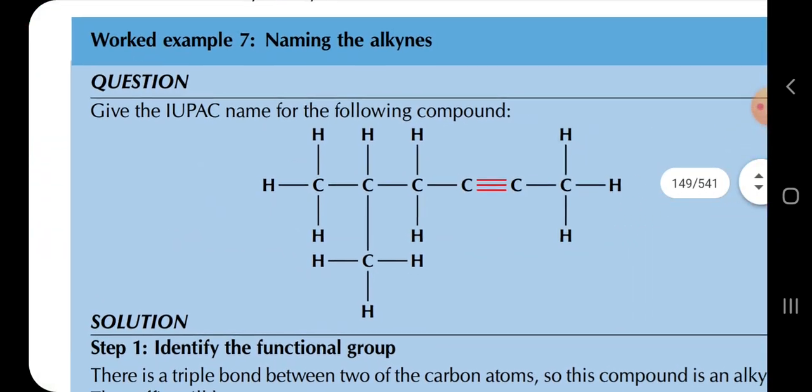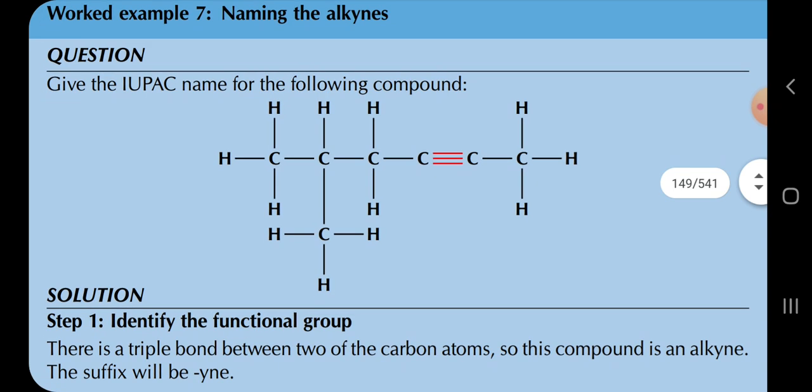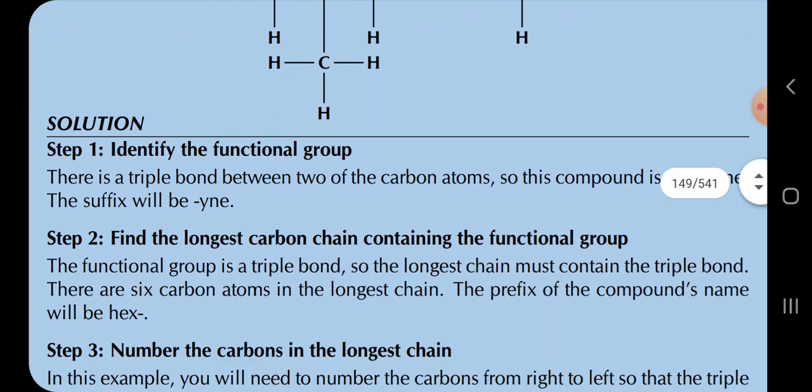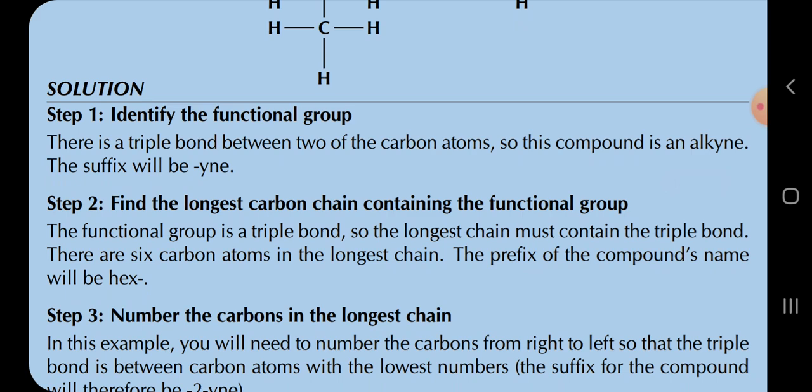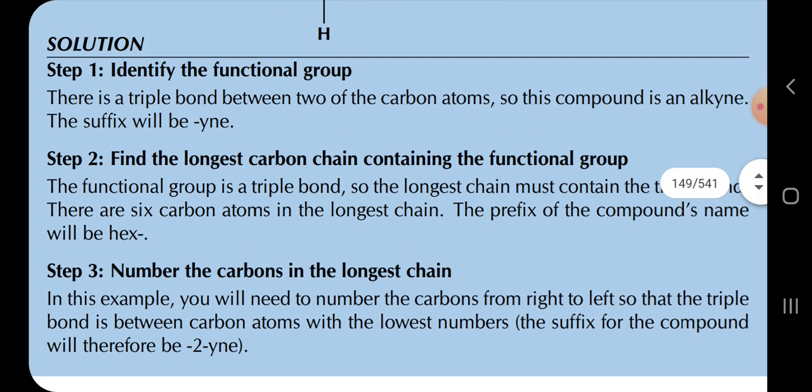And let's name the alkynes. So how to identify the alkynes? The functional group is the triple C bond. That's highlighted in C. That's the functional group. So identify the functional group. There is a triple bond between 2 of the carbon atoms. So this compound is an alkyne. The suffix will be yne. We've identified what this is.